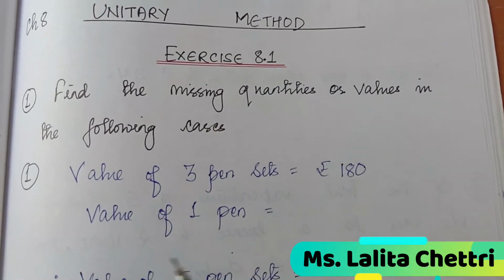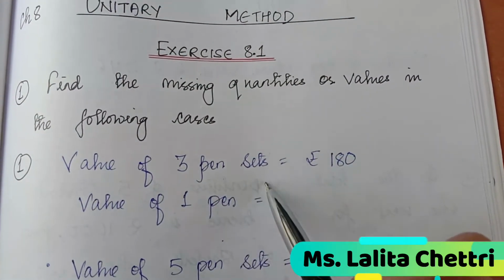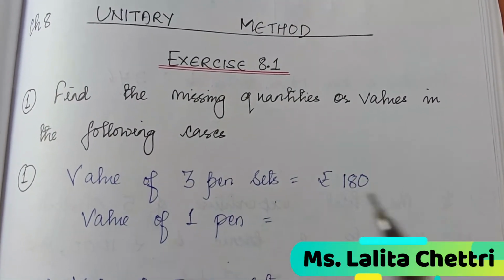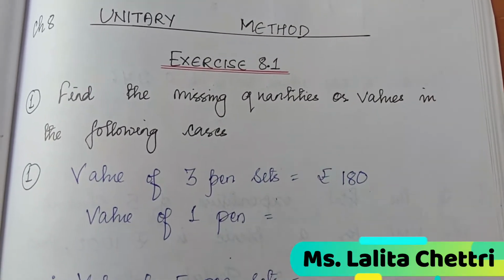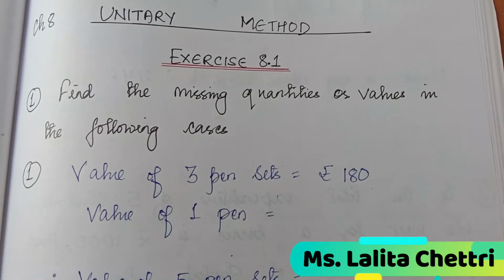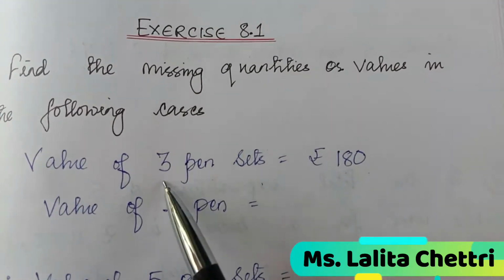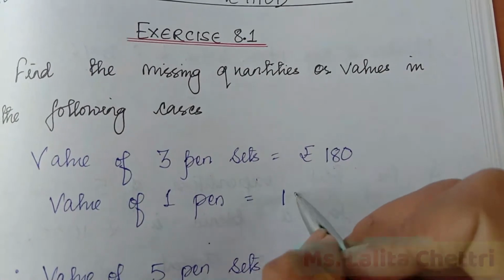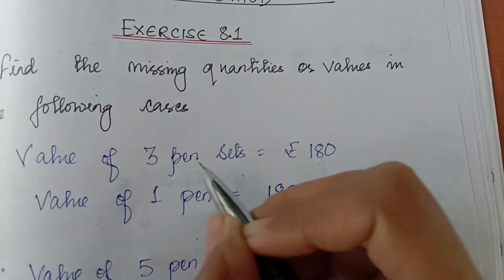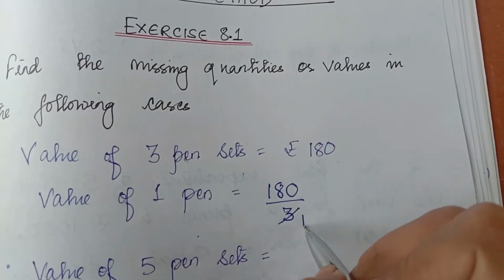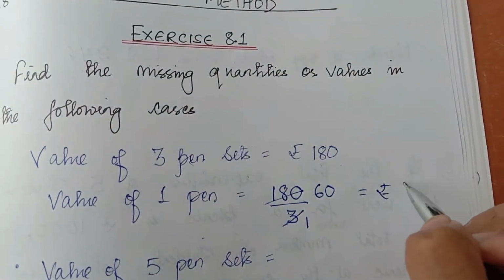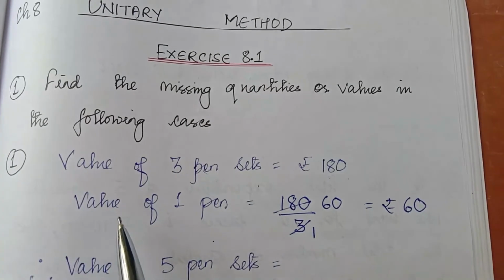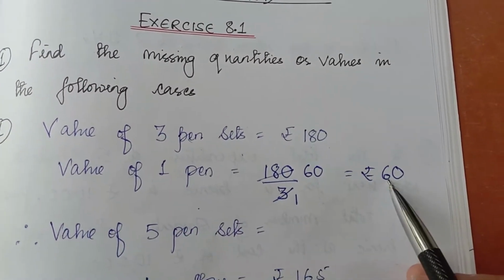The first question is, the value of a 3 pin set is given as 180. That means the cost of 3 pins is 180. Then we need to find the cost of 1 pin. So if 3 pins cost 180, then 1 pin costs 180 divided by 3. 3 ones are 3, 3 sixes are 18, 60 rupees. That means the cost of 1 pin is rupees 60.